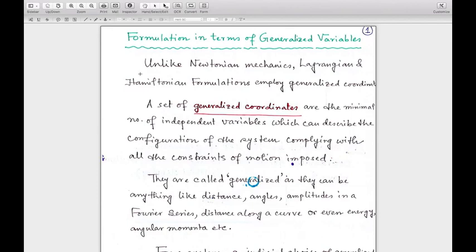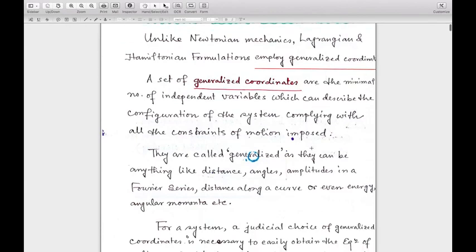As I mentioned in the very beginning of this discussion, unlike Newtonian mechanics, the Lagrangian and Hamiltonian mechanics formulations employ generalized coordinates and actually generalized variables. Now, what is a generalized coordinate? In normal mechanics, whenever we talk about coordinates, that is to locate a particle or locate an entity in space, that is the coordinate, right?